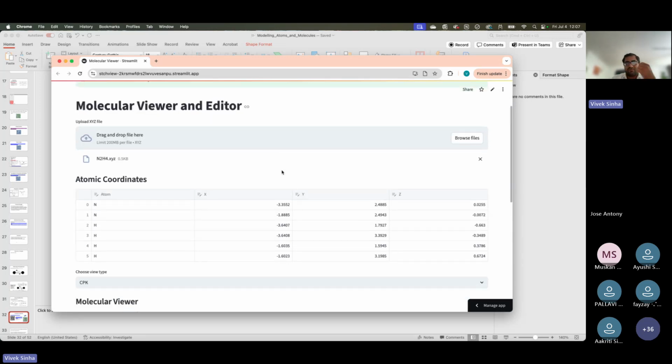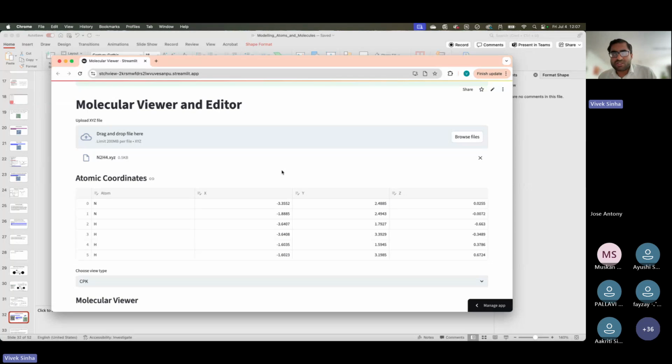And it's not very accurate in the sense you cannot do all production grade calculations for a complicated system, but it's a very good first start. It's slower than UFF, but it's still fast enough. So what I have done now is I have uploaded an XYZ coordinate file.